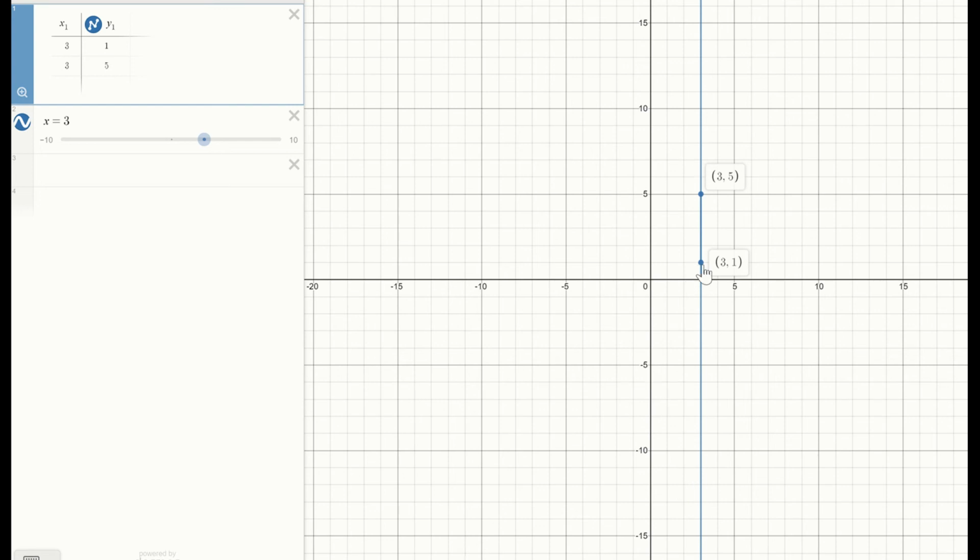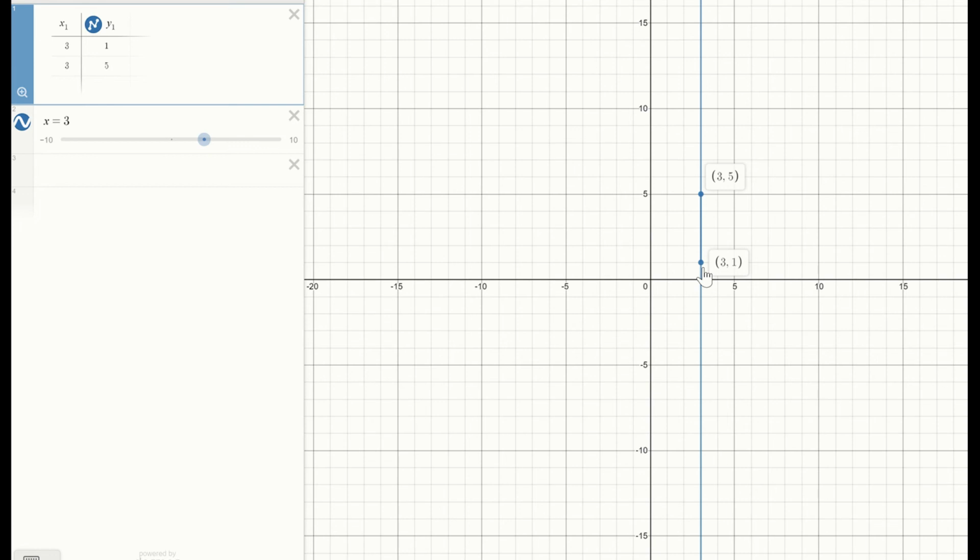So, of course, remember that to get from this point to that point, you just need to go up 4 units, right? From 1 to 5. But how much do you need to go horizontally? No change at all, right? So this time we get into trouble arithmetically.